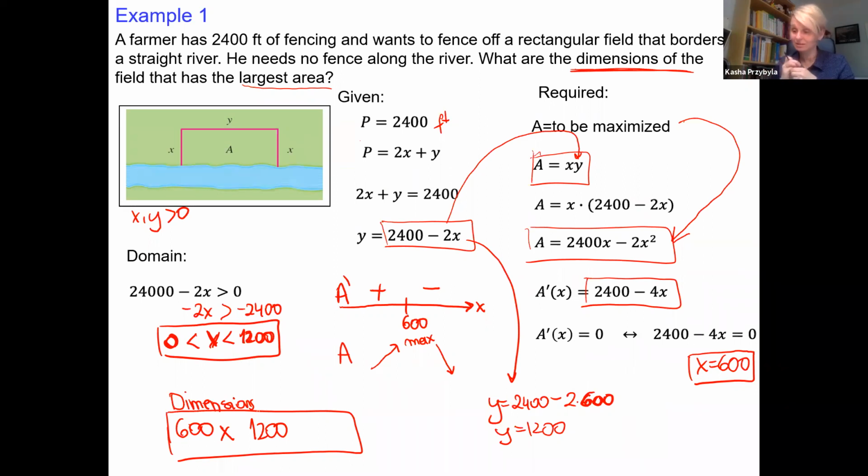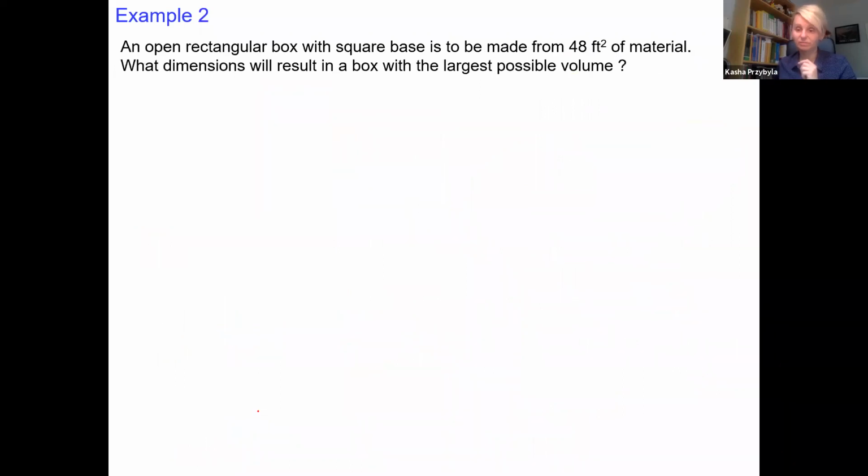This is a nice question. Okay, let's see. Oh, this one. This one is a box question. Nice question. An open rectangular box with square base is to be made from 48 square feet of material. What dimensions, again dimensions, will result in the box with the largest possible volume?